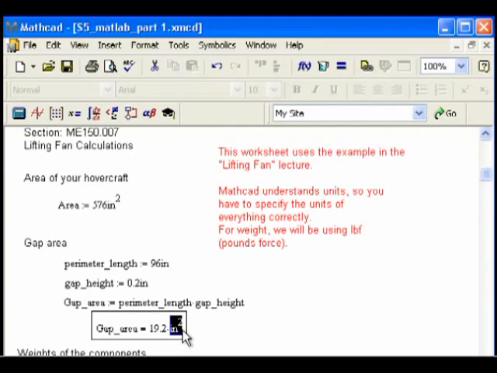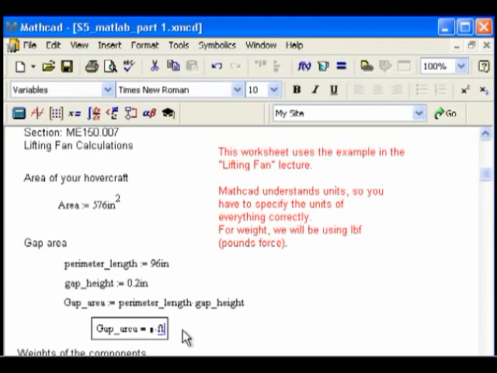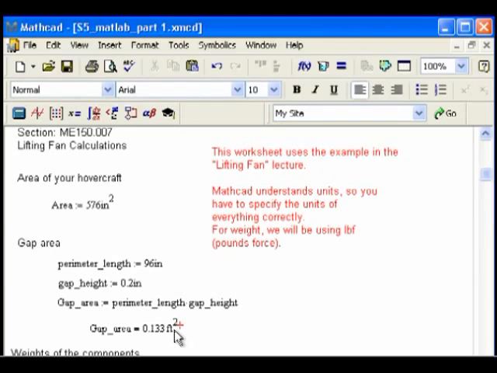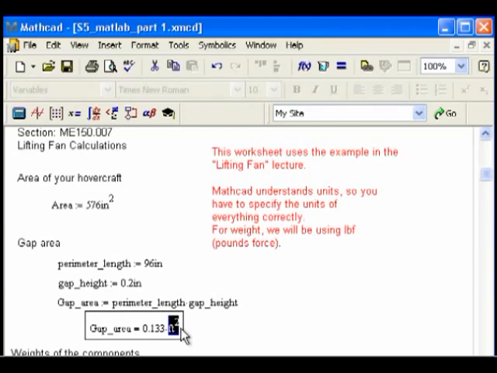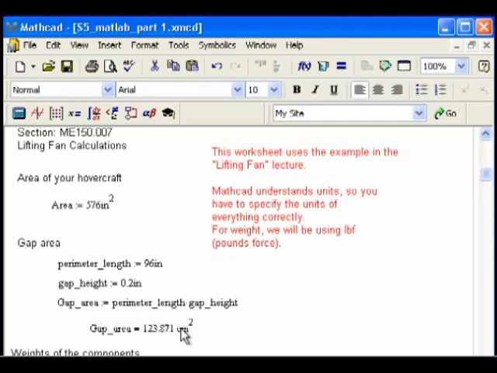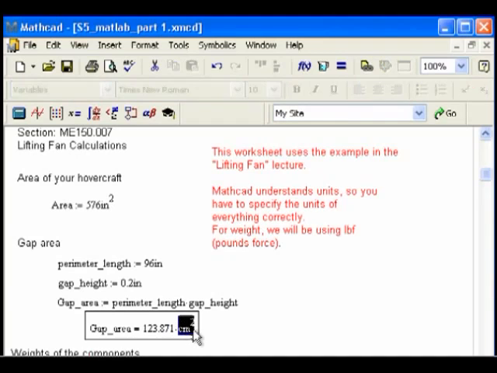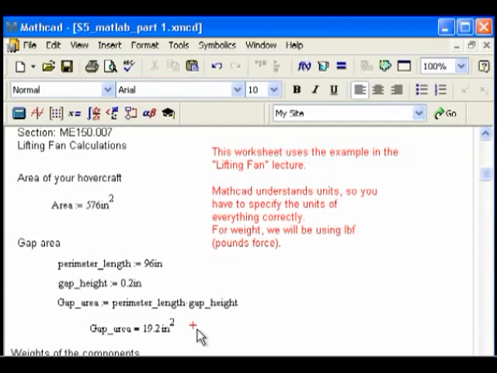So MathCAD's pretty easy. So for example, maybe I didn't want inches squared, maybe I wanted feet squared. I can go ahead and ask for feet squared, and it'll tell me in feet squared. Or if I wanted in centimeters squared, I could ask it in centimeters squared. You can ask it for whatever units you want, and it actually converts the units for you. That's the big beauty of MathCAD, is that it knows units and understands units. So we want it in inches squared because that's what we're going to be using later. So there's 19.2 inches squared.